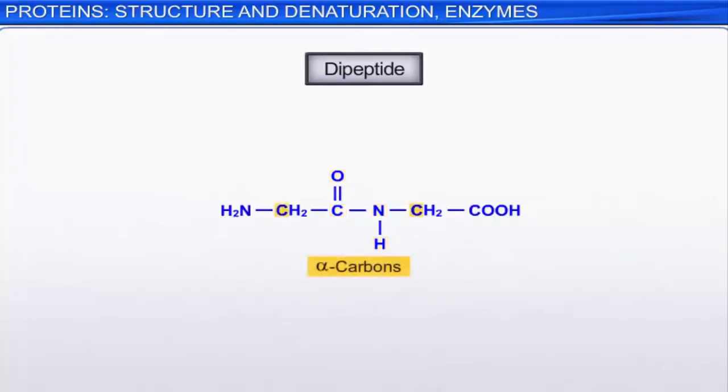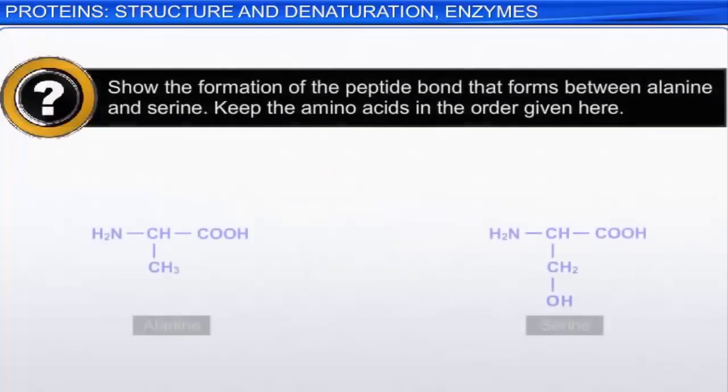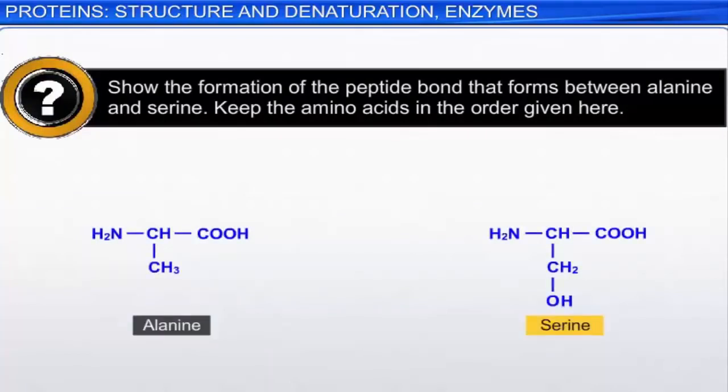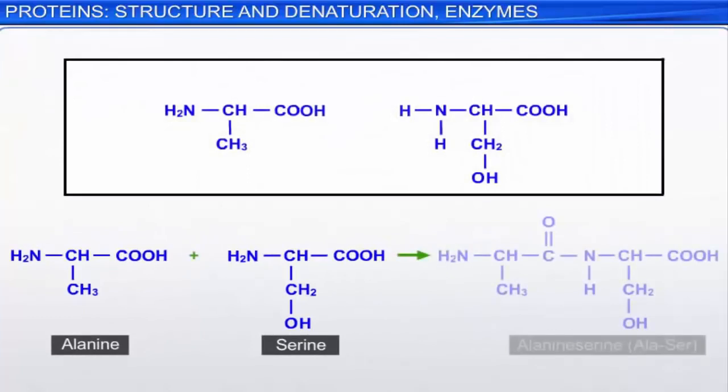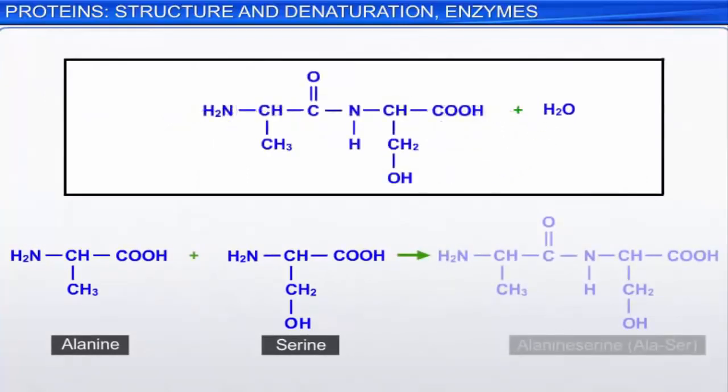Let's work on a practice problem. Show the formation of the peptide bond that forms between alanine and serine. Keep the amino acids in the order given here. It may help to start with the peptide backbone. Then look up the side chains and include them in the correct order. The alanine-serine dipeptide results.